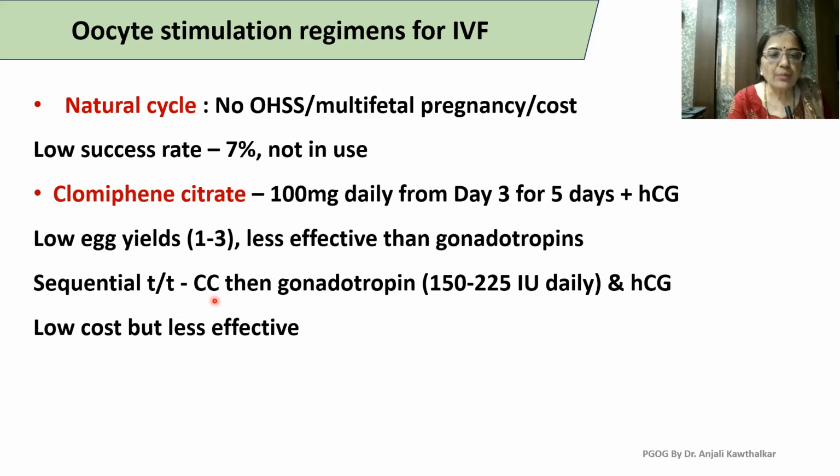Sequential treatment is used where the patient cannot afford gonadotropin along with GnRH analog. Then we can give CC, clomiphene citrate, and then initiate gonadotropin with a dose of 150 to 225 international units daily, and then we can use hCG as an ovulation trigger. This is a low cost regime, but it is less effective as compared to use of gonadotropin along with GnRH analogs.